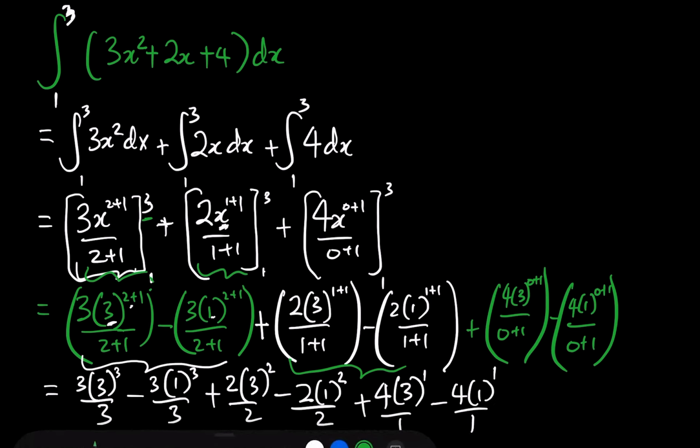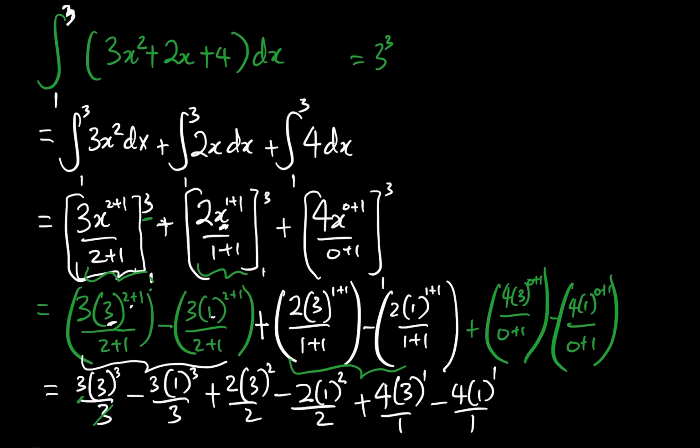Now let's try and see if we can continue up here. This is going to cancel this. So basically you have 3 cubed equal to 3 cubed. This also cancels this. You have minus 1 cubed. This is going to cancel this. You're going to get plus 3 squared. This also cancels. We're going to get minus 1 squared. And then you're going to have plus 4 into 3 minus 4 into 1.